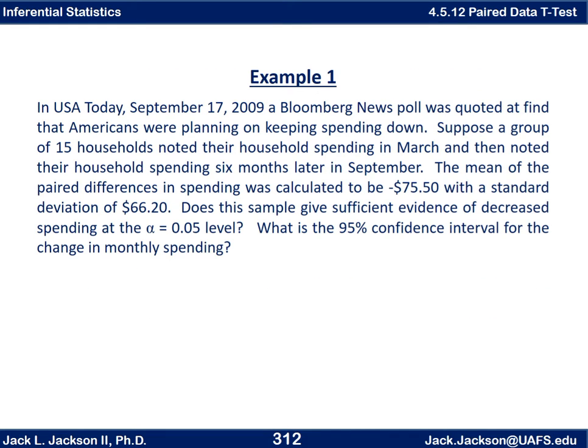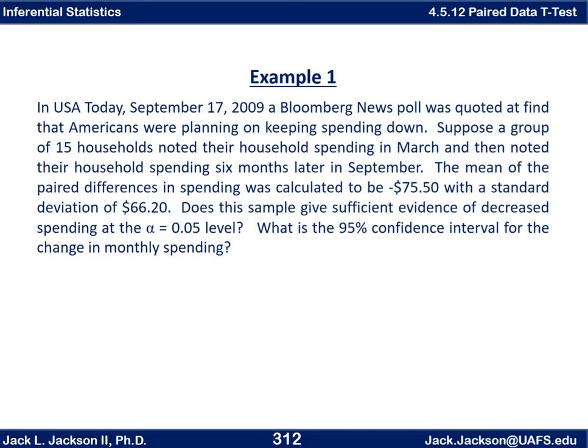So let's look at an example here. In USA Today, September 17, 2009, a Bloomberg News poll was quoted to find that Americans were planning on keeping spending down. Suppose a group of 15 households noted their household spending in March and then noted their household spending 6 months later in September. The mean of the paired differences in spending was calculated to be negative 75.50 with a standard deviation of 66.20. And those are, of course, in dollars.